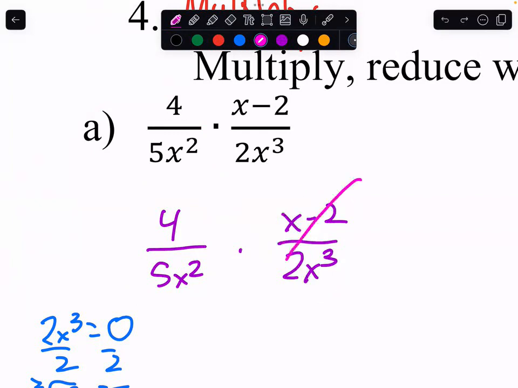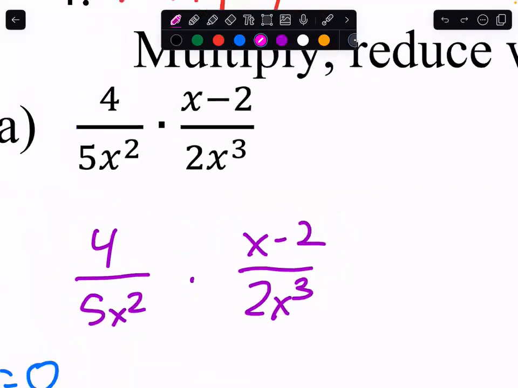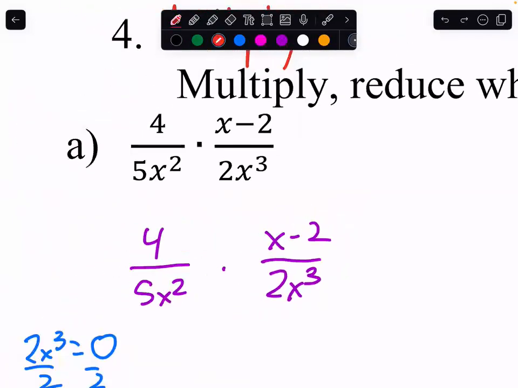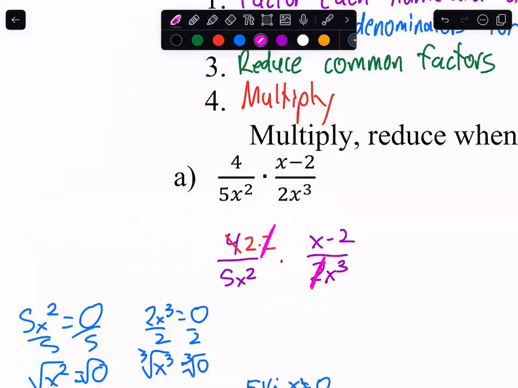For the same reason, we cannot reduce these 2's. The bottom 2 is a factor, but the top 2 doesn't multiply the x, it subtracts it. So you can't do anything there. But what you could do is rewrite the 4 as 2 times 2. Now this 2 does multiply the rest of the row, and the bottom 2 also multiplies the rest. So you can reduce a 2 from each section.